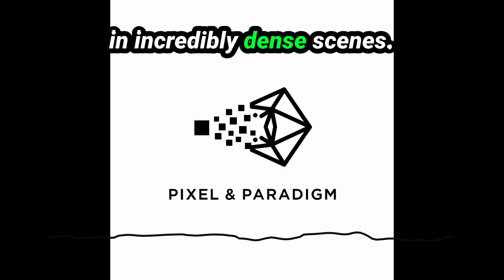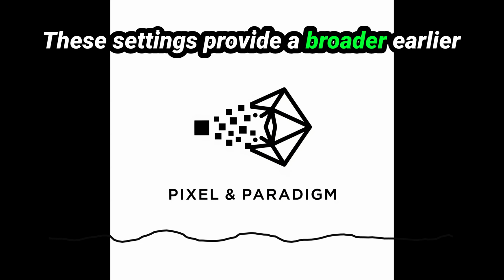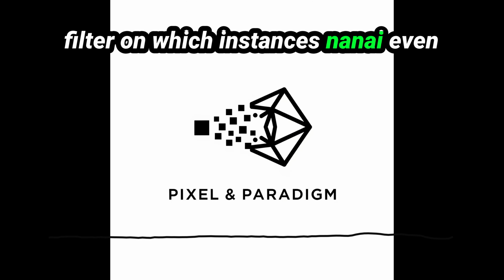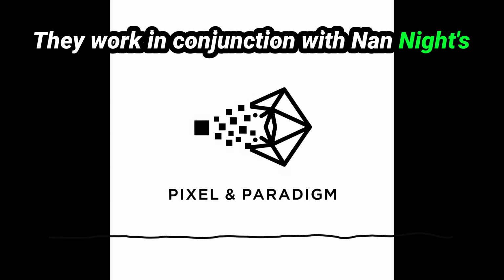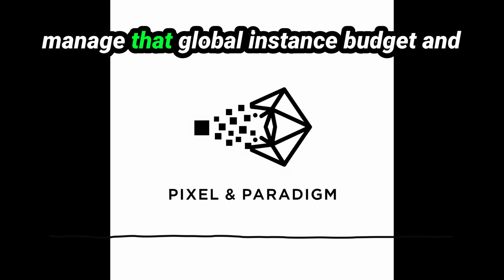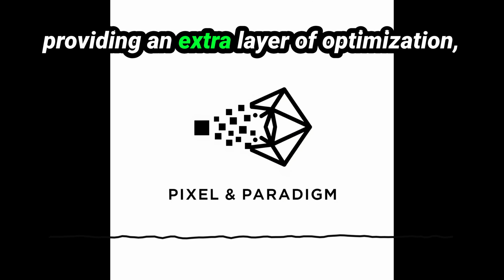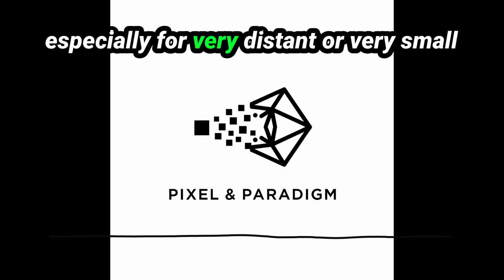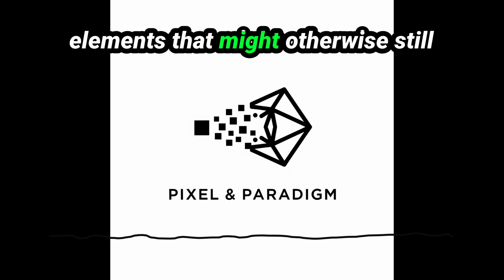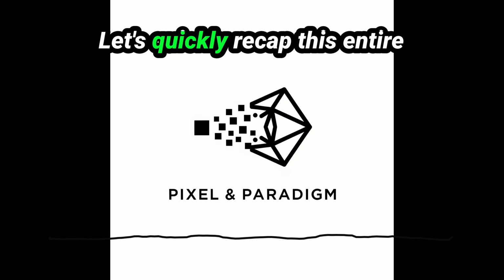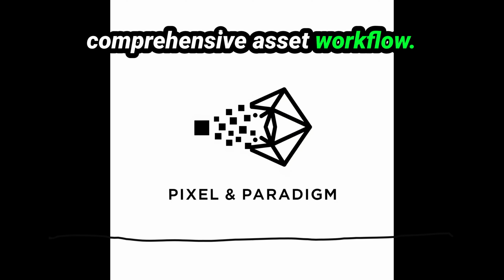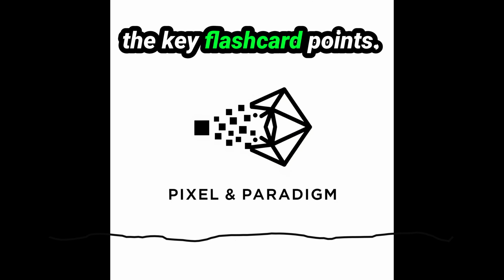In incredibly dense scenes, these settings provide a broader, earlier filter on which instances Nanite even considers for rendering in the first place. They work in conjunction with Nanite's fine-grained operations, helping you manage that global instance budget and providing an extra layer of optimization, especially for very distant or very small elements that might otherwise still incur some Nanite processing cost.